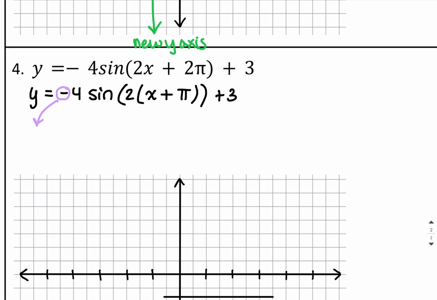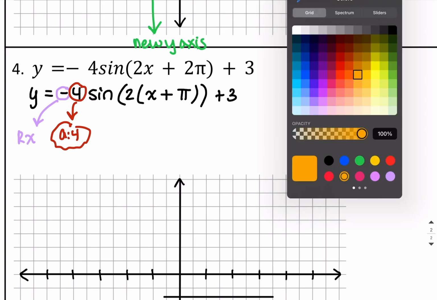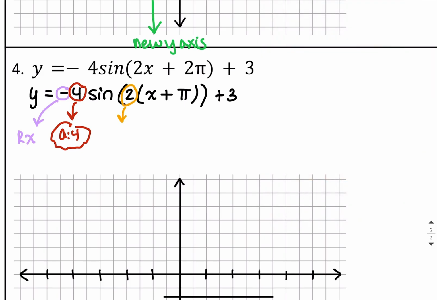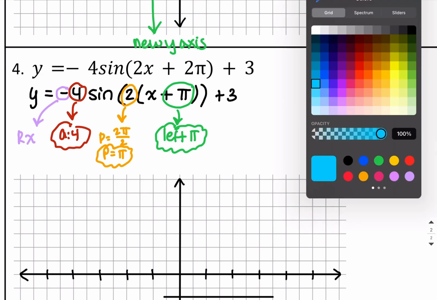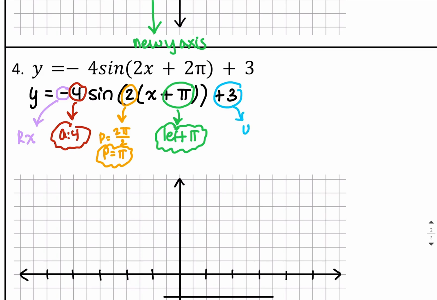Now I can start looking at the transformation. So the negative in front, I said reflection over the x-axis. The 4 in front tells me amplitude is 4. The 2 in front on the inside tells me the period is going to be 2 pi over 2, or it's going to be pi. Then I have this plus pi instead of the plus 2x, which is going to tell me I'm moving to the left pi. And then this plus 3 on the outside is going to tell me that I'm moving up 3.